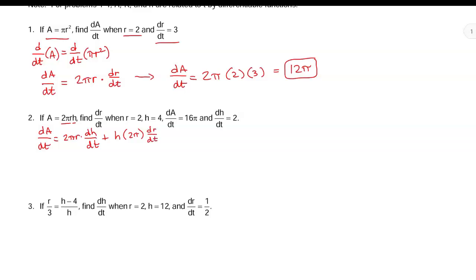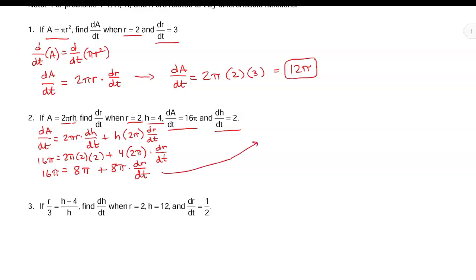In this problem, we do have a value for r and we have a value for h. dA/dt is 16 pi, dh/dt is 2. We need to find dr/dt. dA/dt is 16 pi. 2 pi times 2 times 2 plus 4 times 2 pi times dr/dt. So I'll get 16 pi equals 8 pi plus 8 pi dr/dt, which is 8 pi equals 8 pi dr/dt. Therefore, dr/dt is 1.